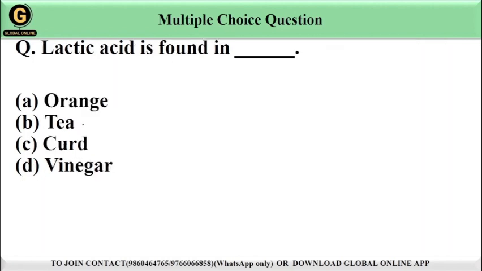The next question is lactic acid is found in dash dash. Options are given: A, orange, B, tea, C, curd, and D, vinegar.